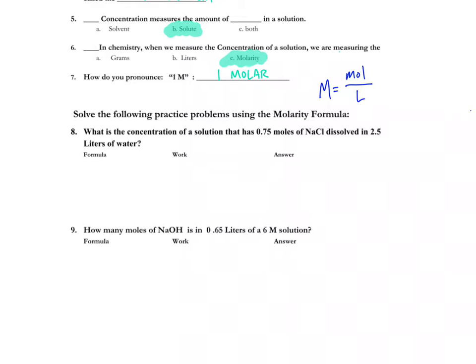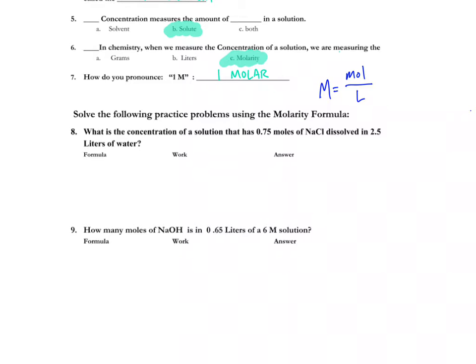Now whenever we're calculating molarity, our volume must always be in liters, and I'll show you how to change to liters here in a minute. So number 8 says, what is the concentration of a solution that has 0.75 moles of sodium chloride and is dissolved in 2.5 liters of water? So let's take a look at what we've got here.